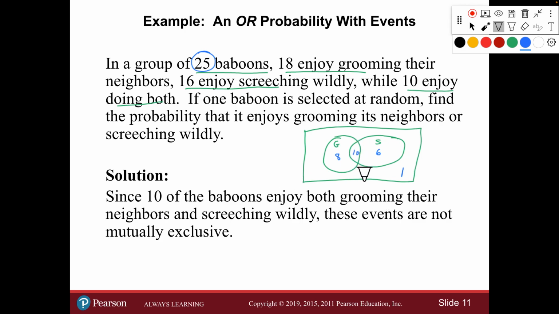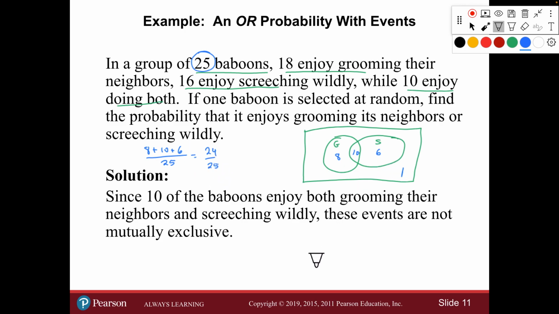So we could do it this way, write it out, but now if one baboon is selected at random, find the probability that it enjoys grooming its neighbors or screeching wildly, one or the other, or both. And again, we sort of did this. We could say it's 8 plus 10 plus 6 out of the total of 25, so we're just carefully counting. That's 24 out of 25.